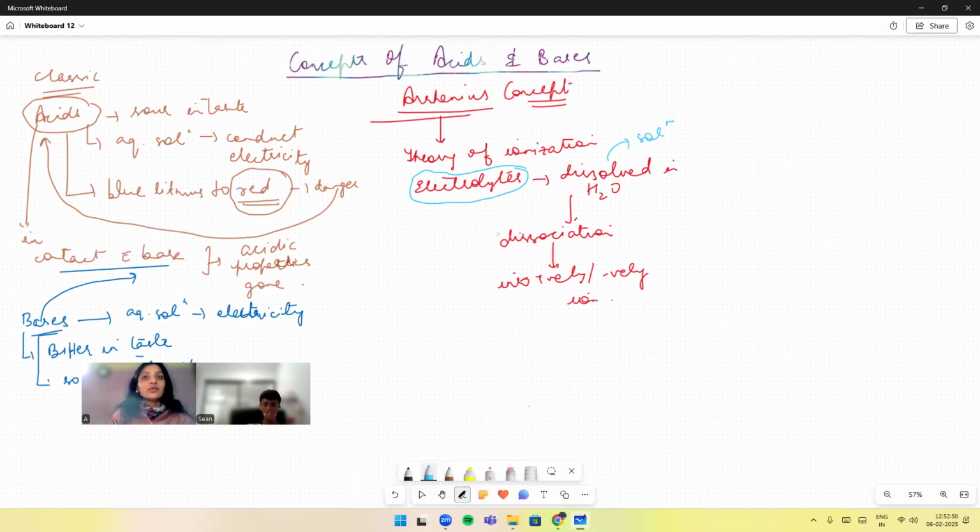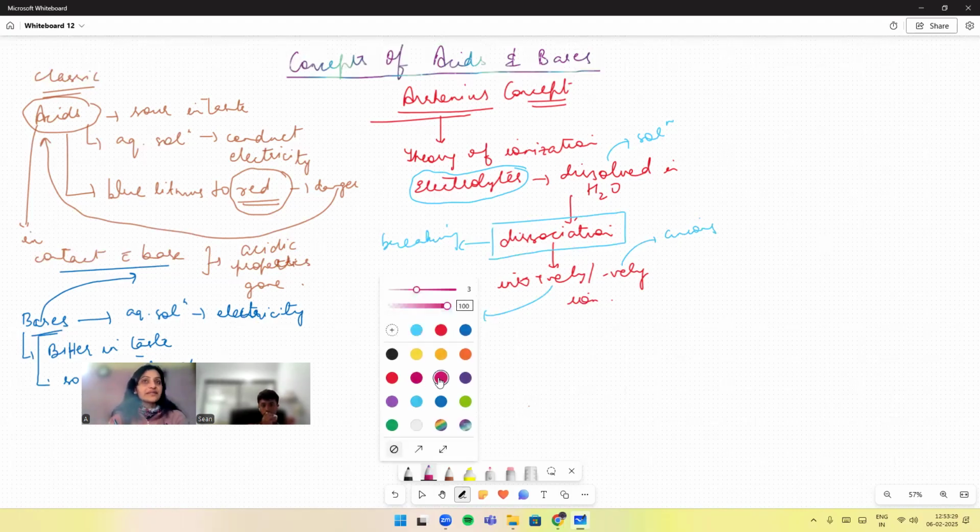The next keyword is dissociation. What do you mean by dissociation? Dissociation is basically breaking down. You are breaking the compound. Obviously, the electrolyte, as it is a good conductor of electricity, will naturally have positive and negative ions. Positively charged ions are called cations, and the negatively charged ions are called anions. Got it?